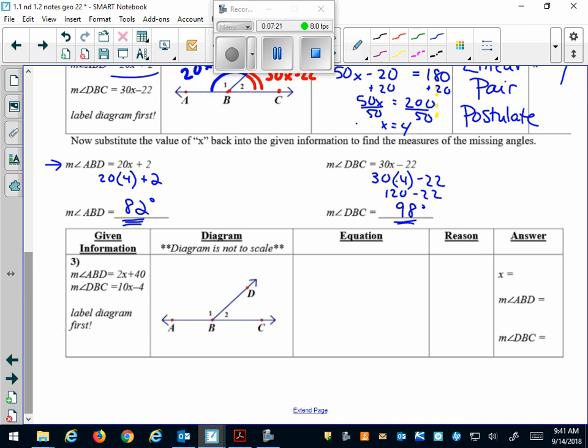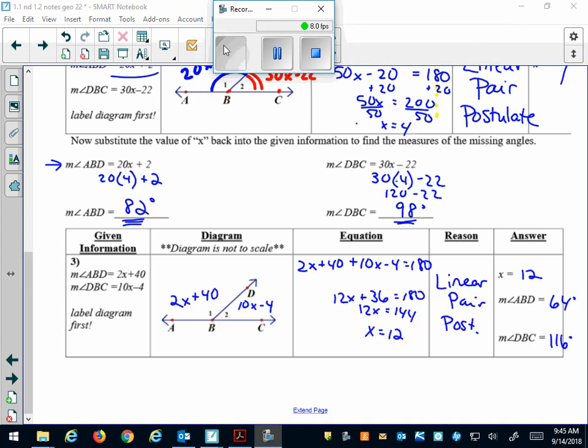Label the diagram. Don't skip that step. I know it might seem like you don't need to for this one, but we're trying to form good habits here. So label the diagram, write the equation, put your reason, solve for x. We'll check it in a second.